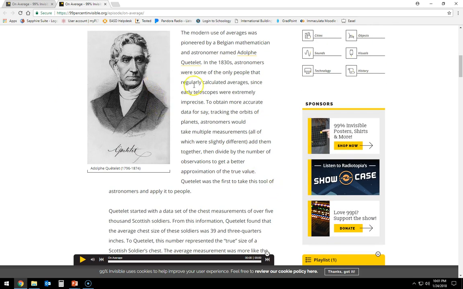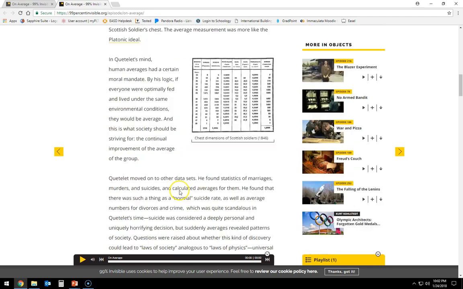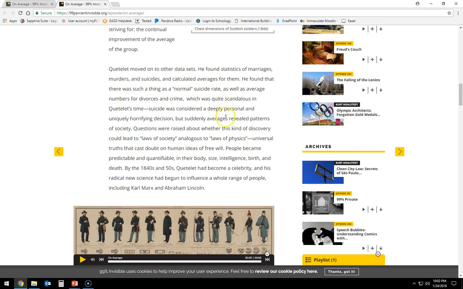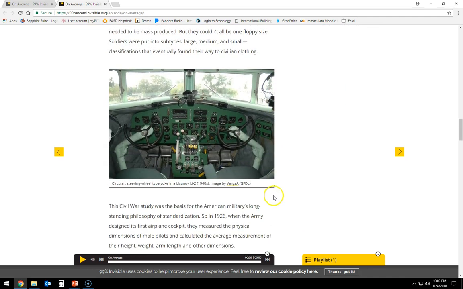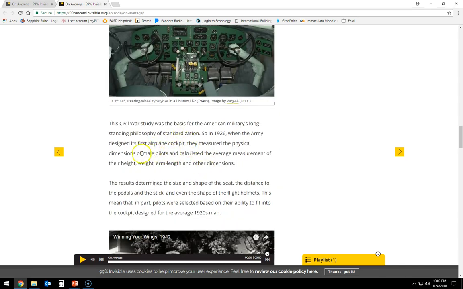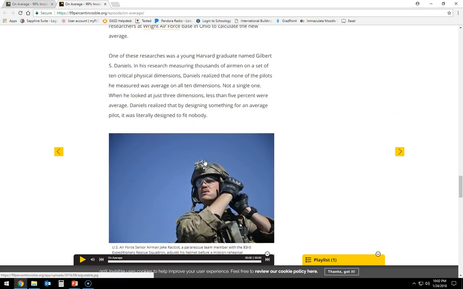and it talks about how early on the idea of an average man was a factor for creating things like uniforms, the uniforms for the Union and Confederate Army, and then it goes into talking about the cockpits in airplanes, about how they were designed around the average physical dimensions of male pilots. And so there's some really neat information here. It's a very quick read to just read down through these couple of paragraphs.